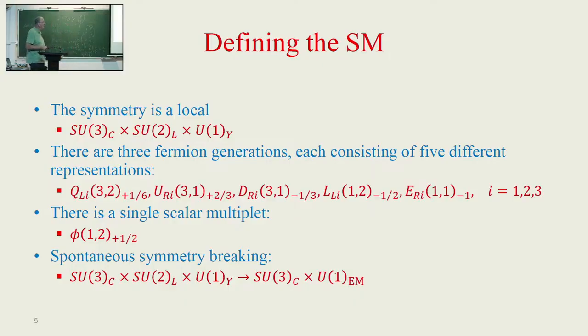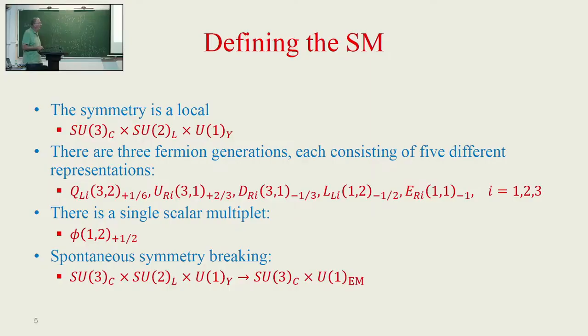There is a single scalar multiplet, phi, which is a singlet of this additional SU3 color, and similar to the leptonic standard model, a doublet of SU2 with hypercharge plus a half. And there is a spontaneous symmetry breaking of the SU3 cross SU2 cross U1. The SU3 is not broken spontaneously. The SU2 cross U1, as in the leptonic standard model, is broken to the U1 electromagnetism subgroup. So we employ the same scalar to do it.